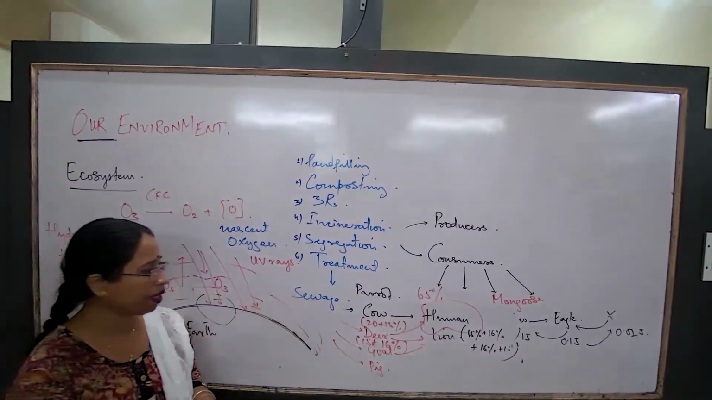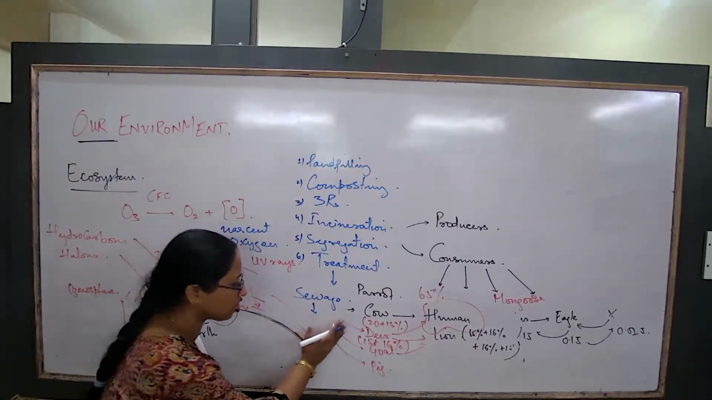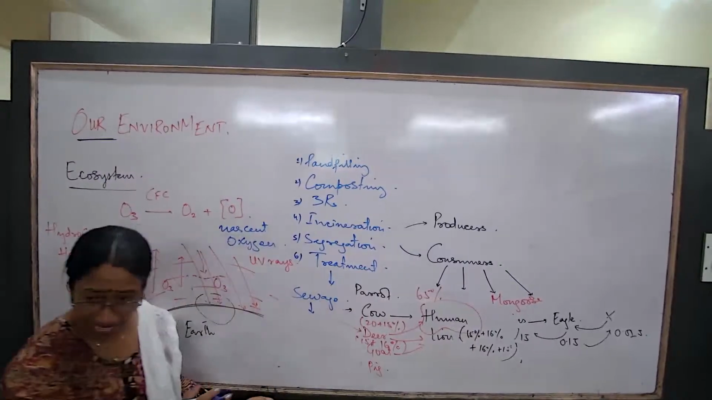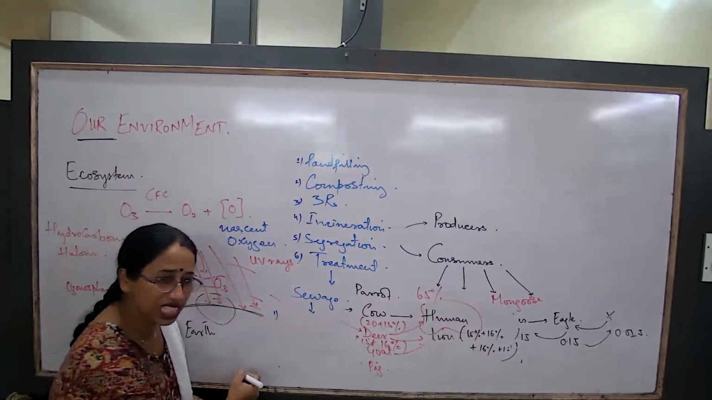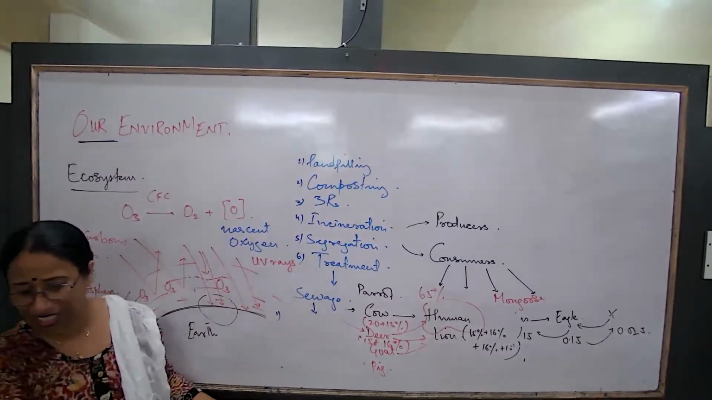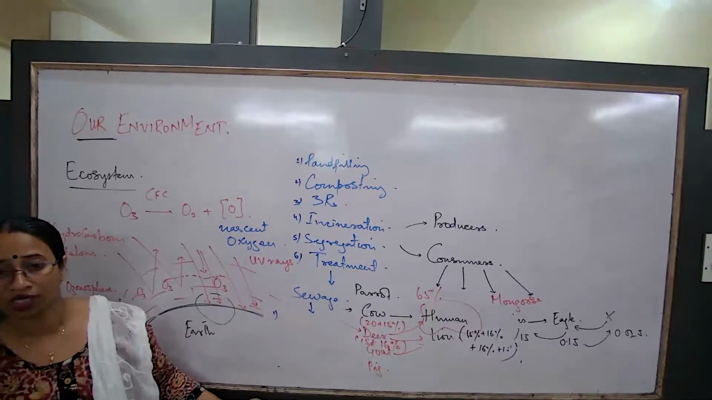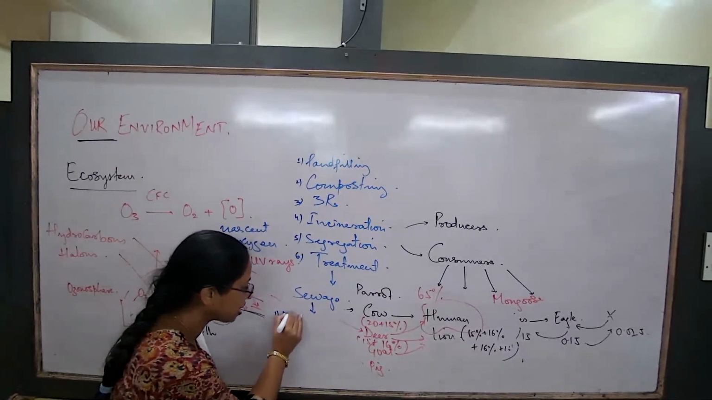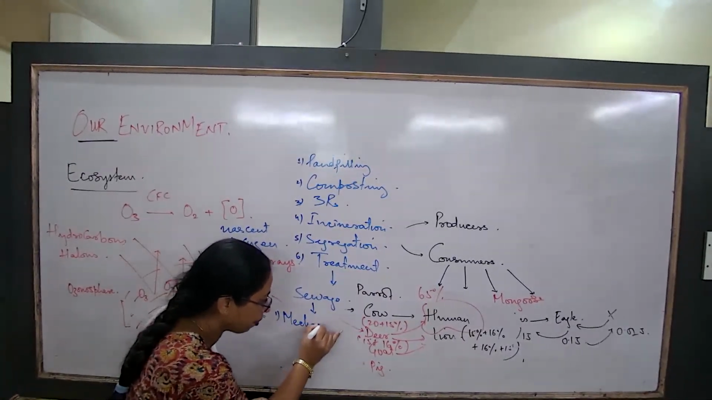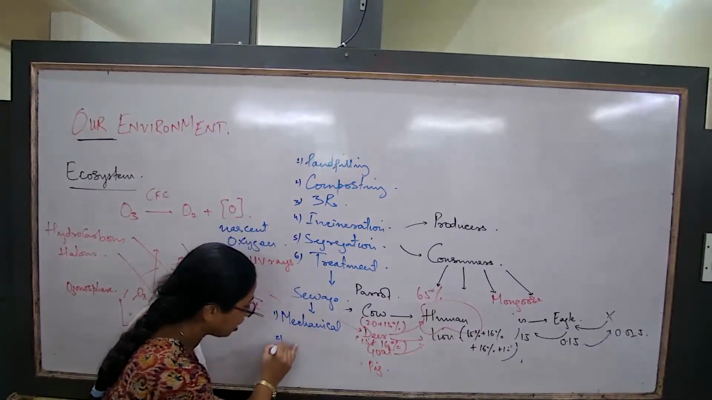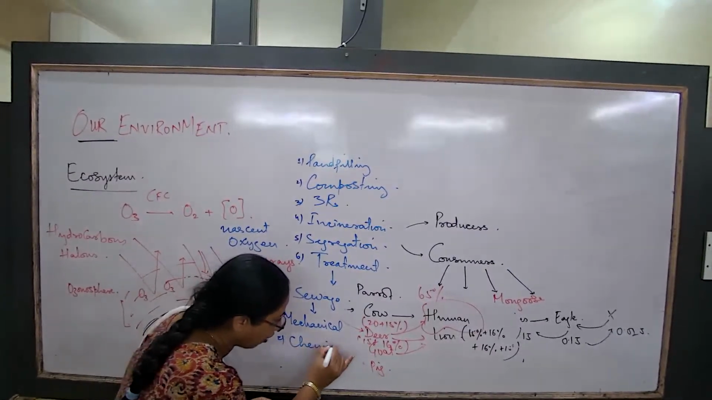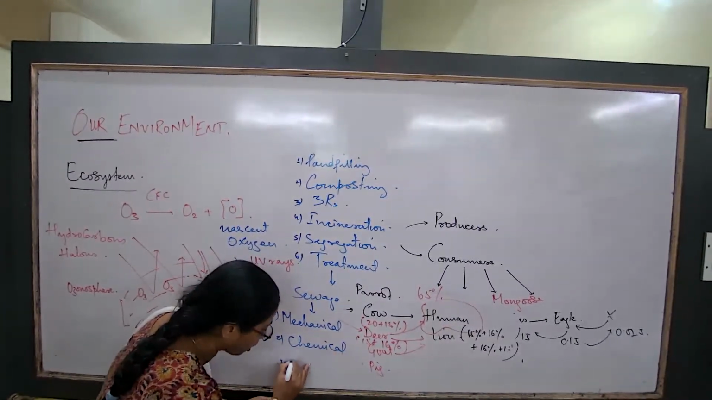तो ये ट्रीटमेंट प्लांट्स में तीन तरह के ट्रीटमेंट प्लांट्स होता है और टैंक्स होती है. What are the three types of tanks? You'll have to get a fair idea. It's all mentioned there. What are the three types of tanks? One is the mechanical separation. Second is the chemical, and third is the biological.